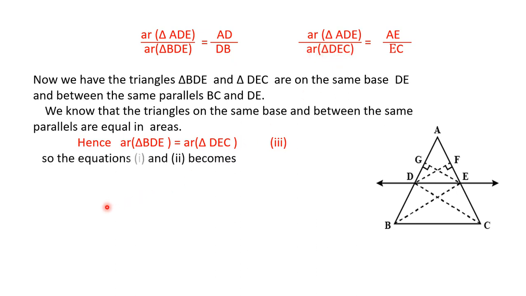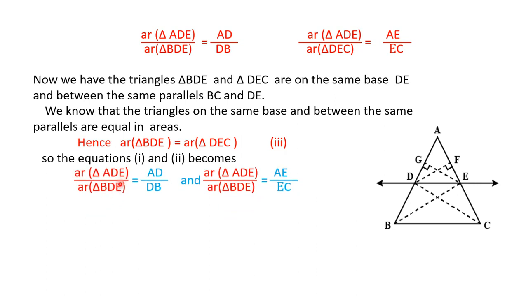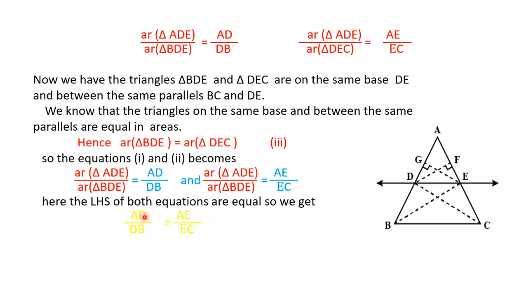So it will be ADE upon BDE, area of these two triangles, is equal to AD upon DB. First equation is as it is, but in the second equation, in the place of DEC we write BDE. So here we get the two equations where left hand sides are equal, so right hand sides are also equal. So we get AD upon DB is equal to AE upon EC.